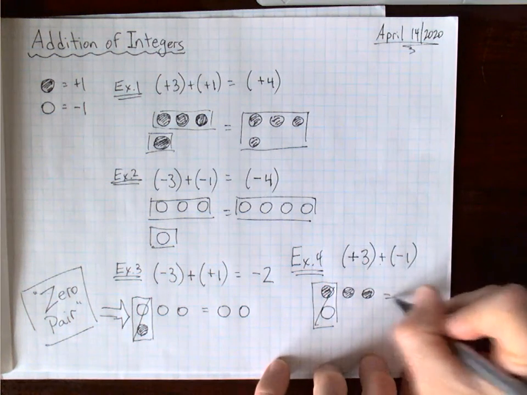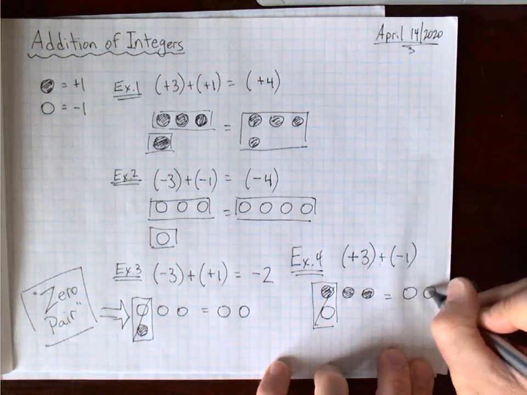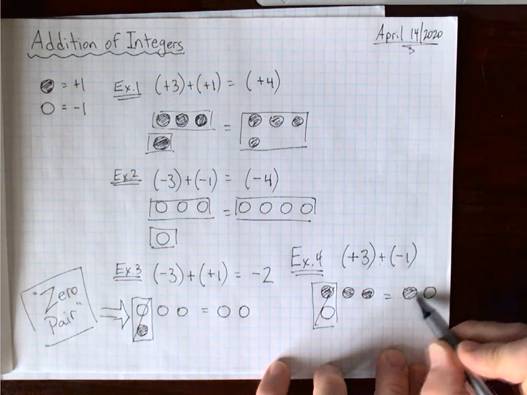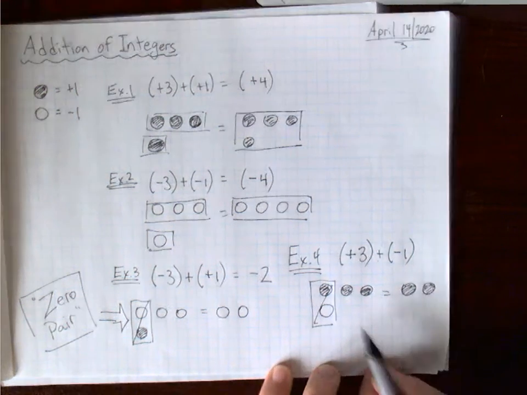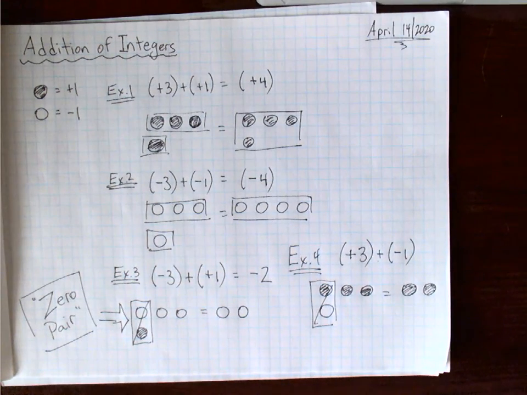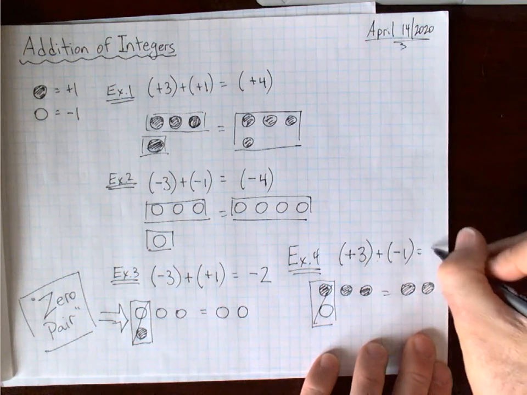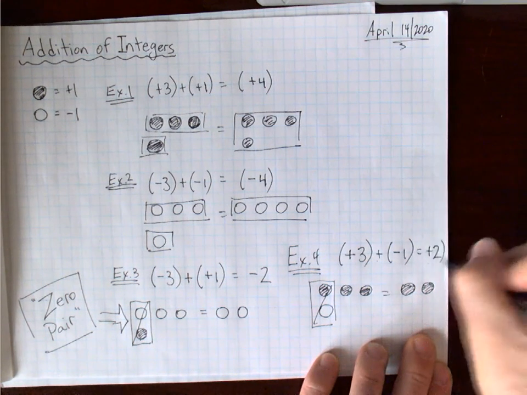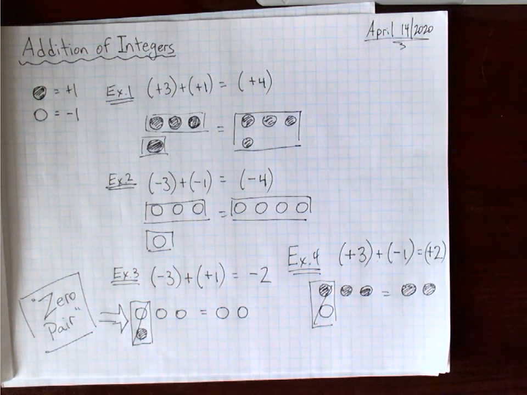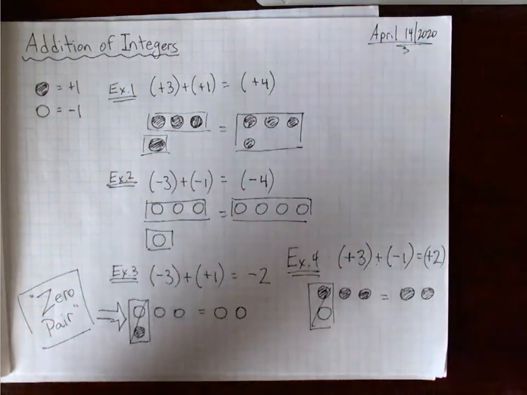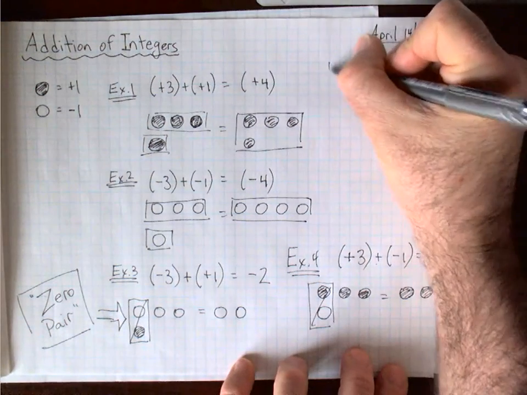So the answer to this one is what we would have left. And we have 1, 2 positives left. So the answer to this one is also +2 because the quantities are the same. The integer signs have changed. Okay, the quantities are the same, but the integer signs have changed.